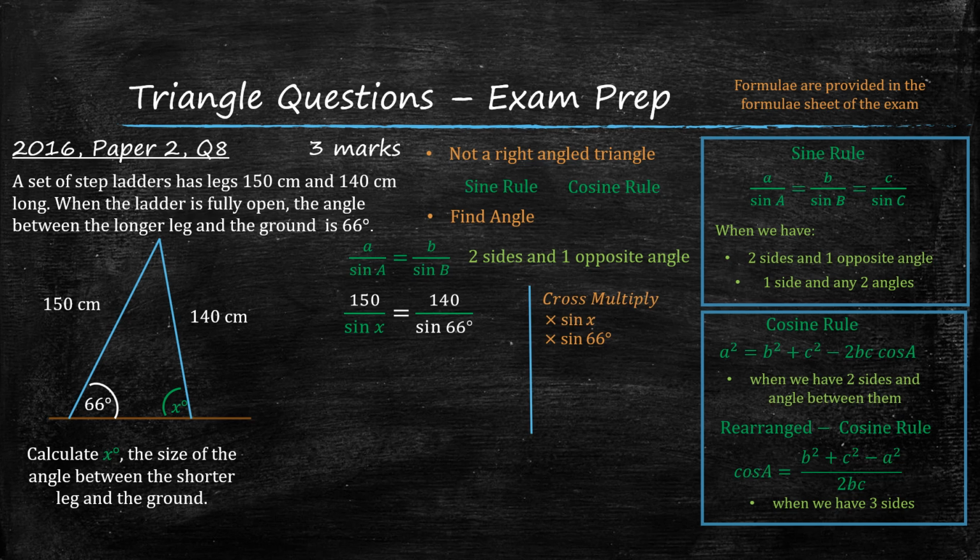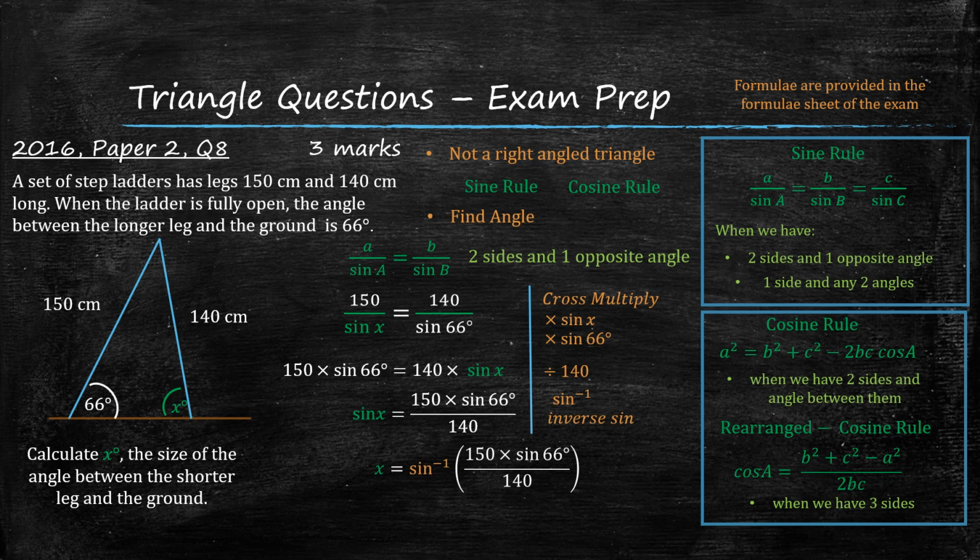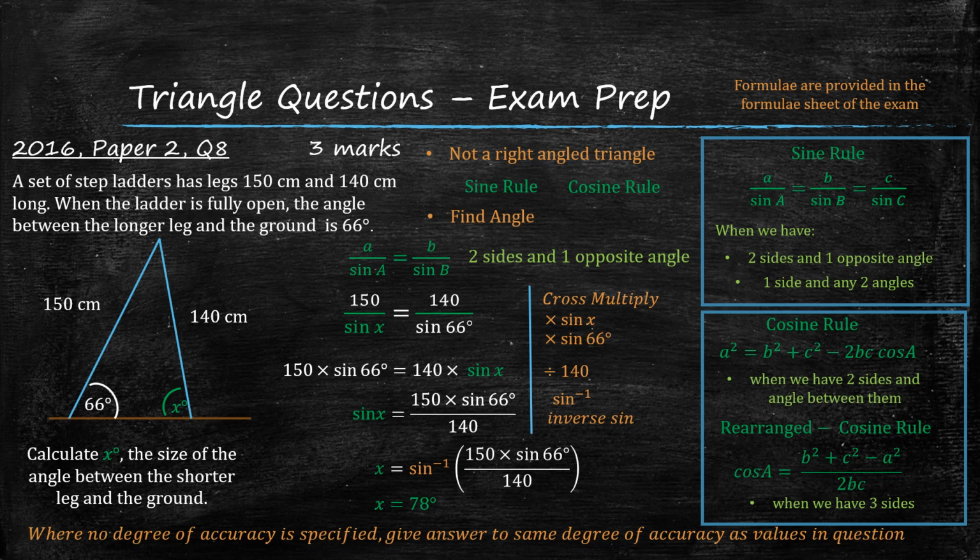Let's now cross multiply by sine x and sine 66. Now to get sine x on its own, let's divide by 140, and we get sine x equals 150 times sine 66 over 140. Now to get x on its own, we take the inverse sine of both sides. So x is equal to the inverse sine of 150 times sine 66 over 140. And plugging these values into our calculator, we get x equals 78 degrees.